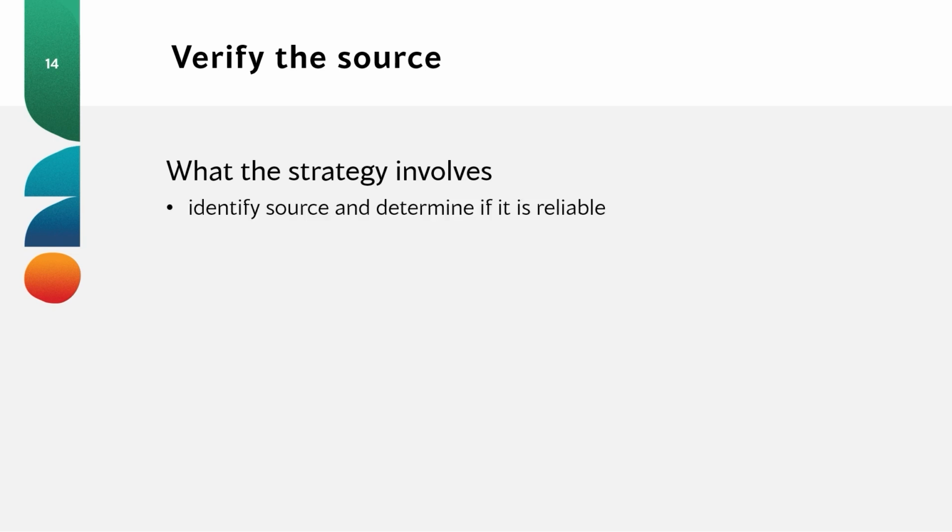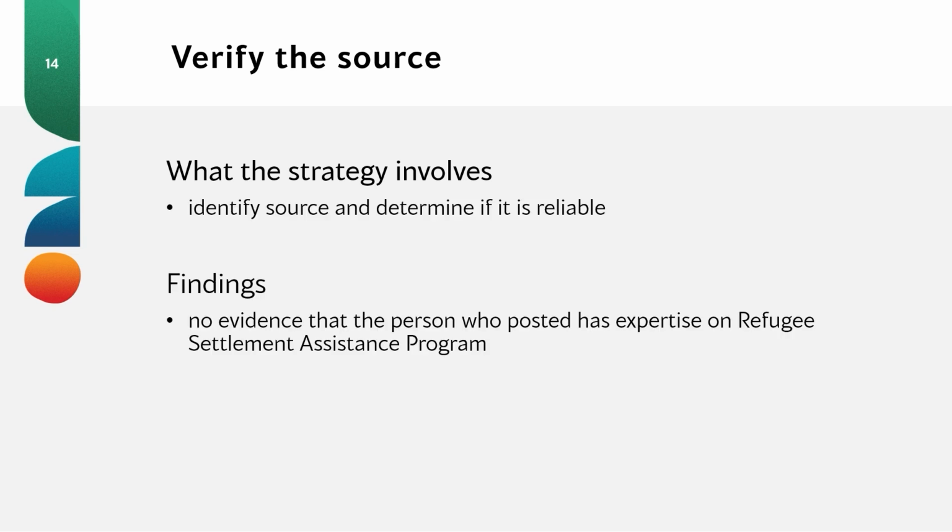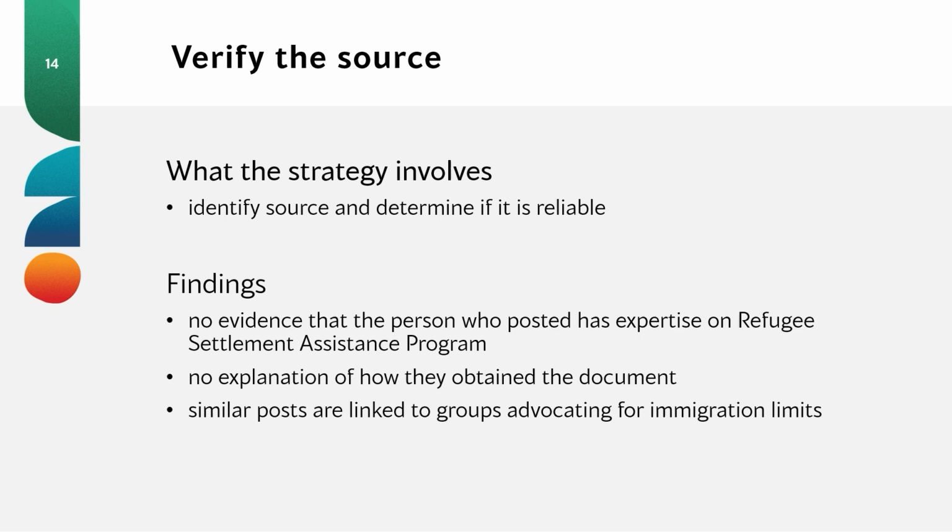The first step in tracking down the truth is to verify the source. This involves investigating the source of the information and considering whether it is reliable. In this example, the person who created the post provides no evidence that they have knowledge or expertise on the Resettlement Assistance Program. Nor do they explain how they came into possession of the document. Further investigation of similar posts shows they are linked to groups that are advocating to limit immigration. This puts into question whether this post is true.